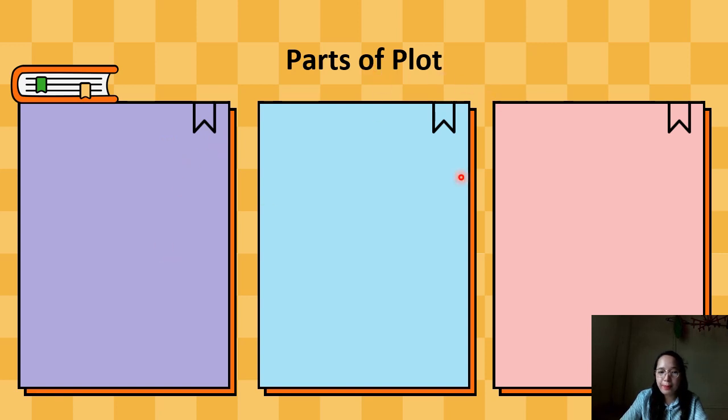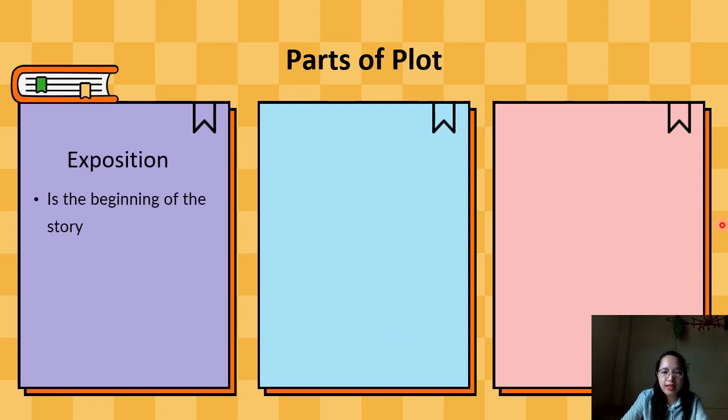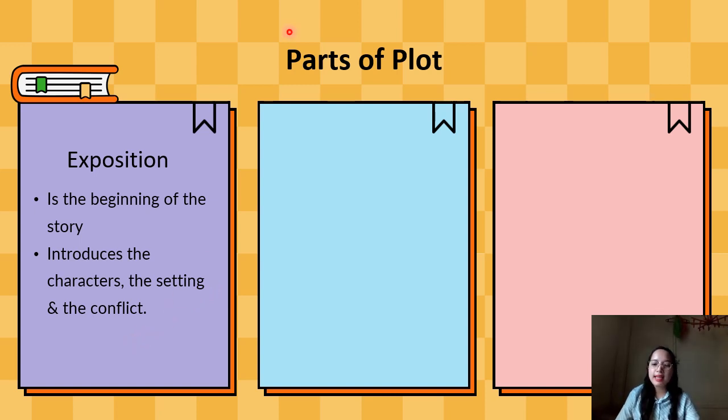Now, let's talk about the parts of plot. The first one is exposition. Now, it is in the beginning of the story. It introduces the characters, the setting, and the conflict. Now, exposition is a part of the story that sets the scene and provides background information of the characters. It can be helpful to think of exposition as the setup of the story.